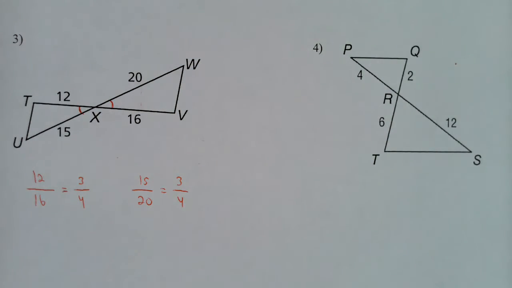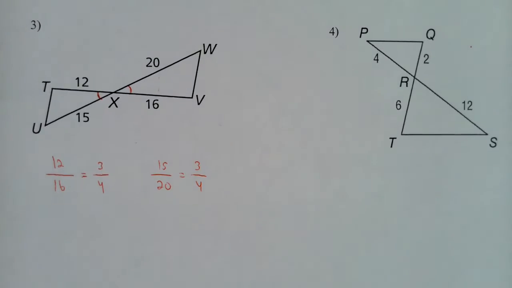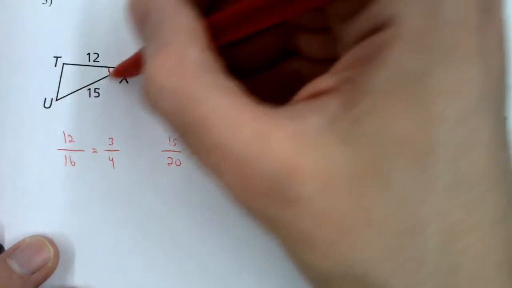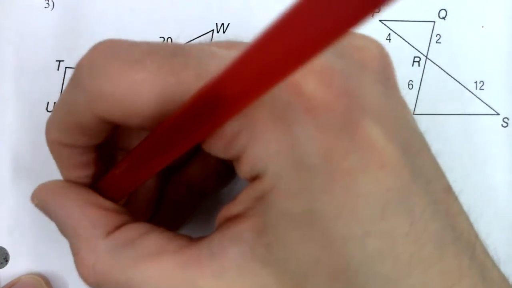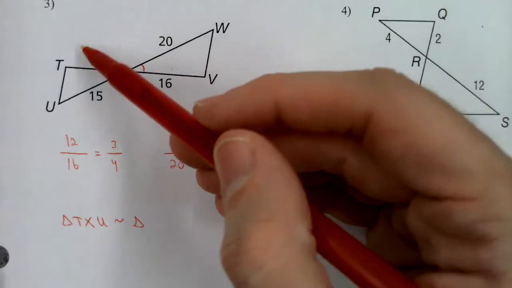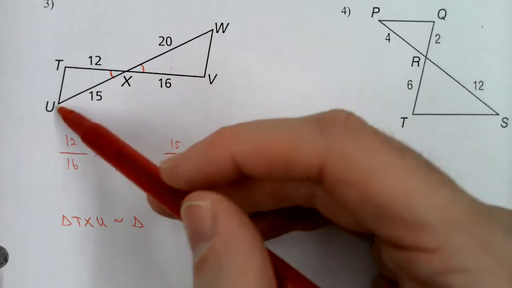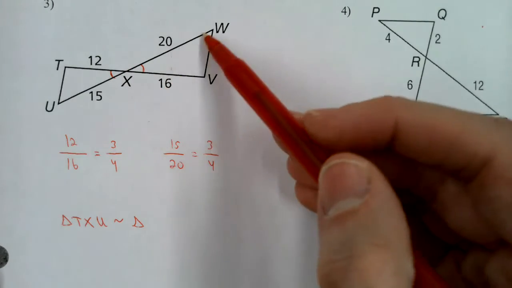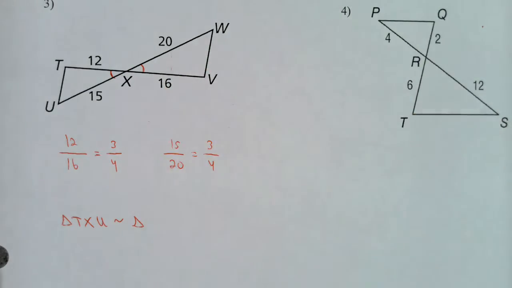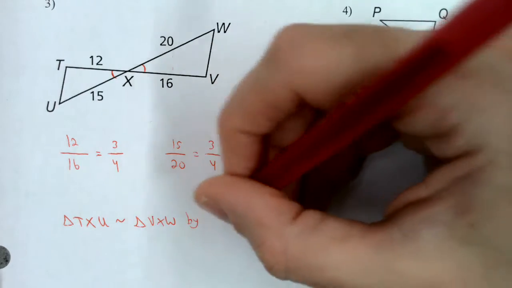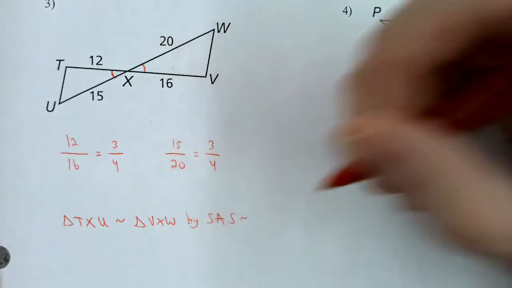So you'll see that these two triangles are similar by side, angle, side similarity. So I'll say triangle TXU. Look at the order I'm going in. I do the smaller side, then the bigger one. Smaller, then bigger. Have to go in the same order here. Smaller then bigger, smaller then bigger. VXW, by side, angle, side similarity.